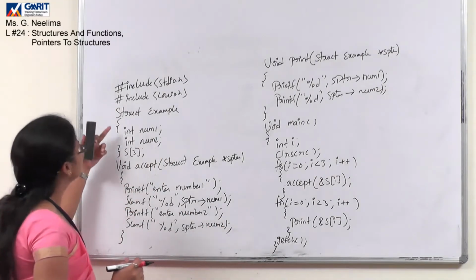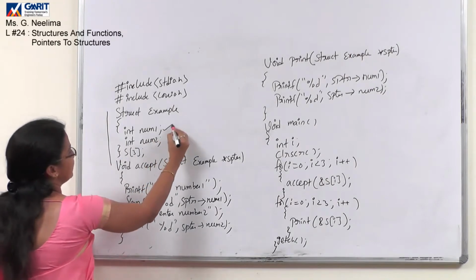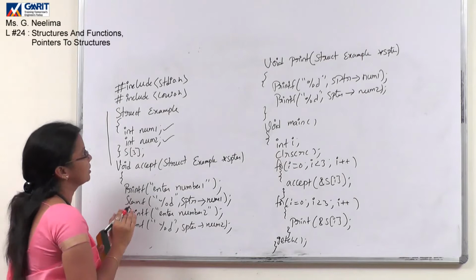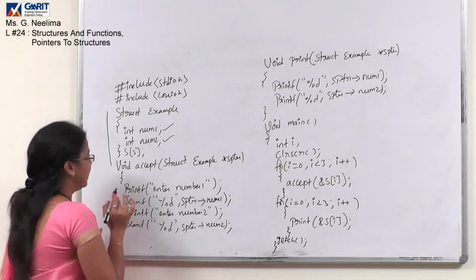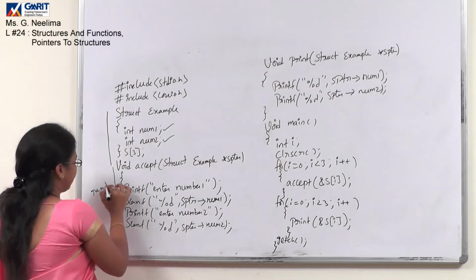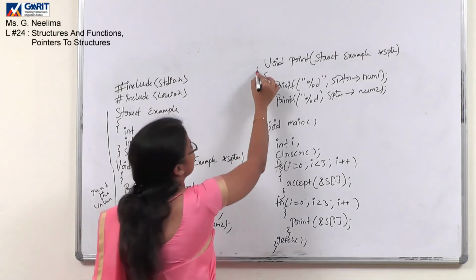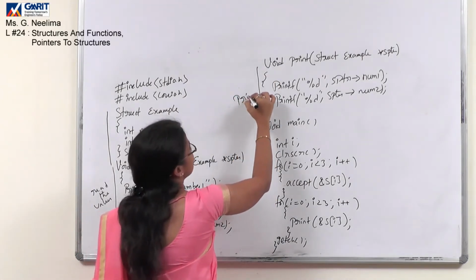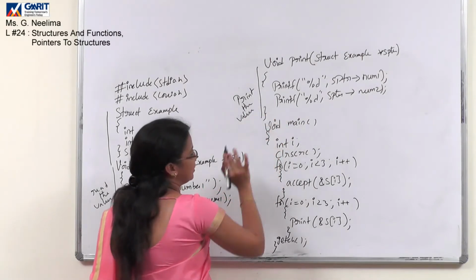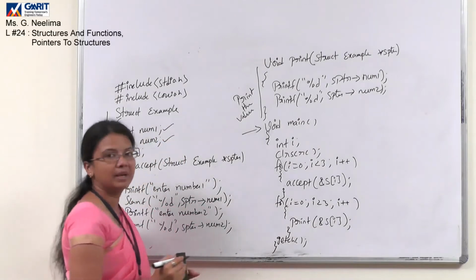So here this is our structure. For example, I have declared two numbers as member variables of the example structure. Later on, this function is used to read the values, and this function is used to print the values. And our control will start from our main function.